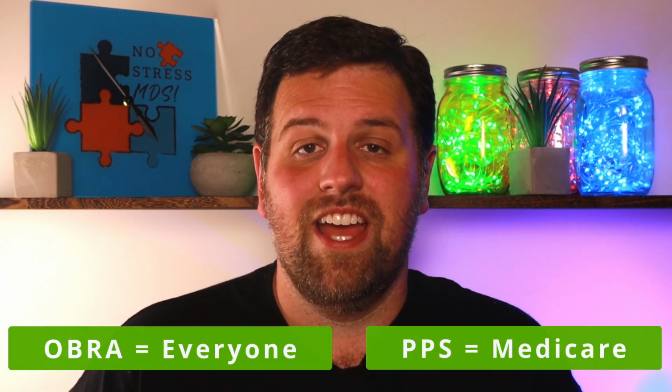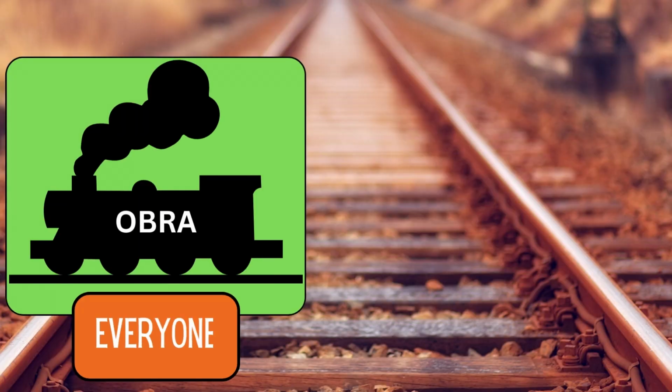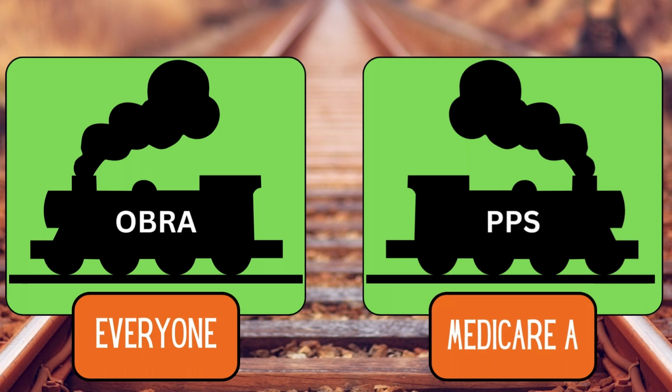Simply put, OBRA is for everyone and PPS is for Medicare. Now, clearly there's a lot more to that oversimplification, but thinking of it in that light at least starts to steer you in the right direction. Whenever I train new MDS coordinators, I always have them think about these types of assessments in this way. You have two different locomotives. You have your OBRA train, which every resident who is sleeping in a Medicaid and or Medicare certified bed is a passenger on. And then you have your PPS train, which the only residents who are riding this train are those who are actively utilizing their Medicare Part A benefit.